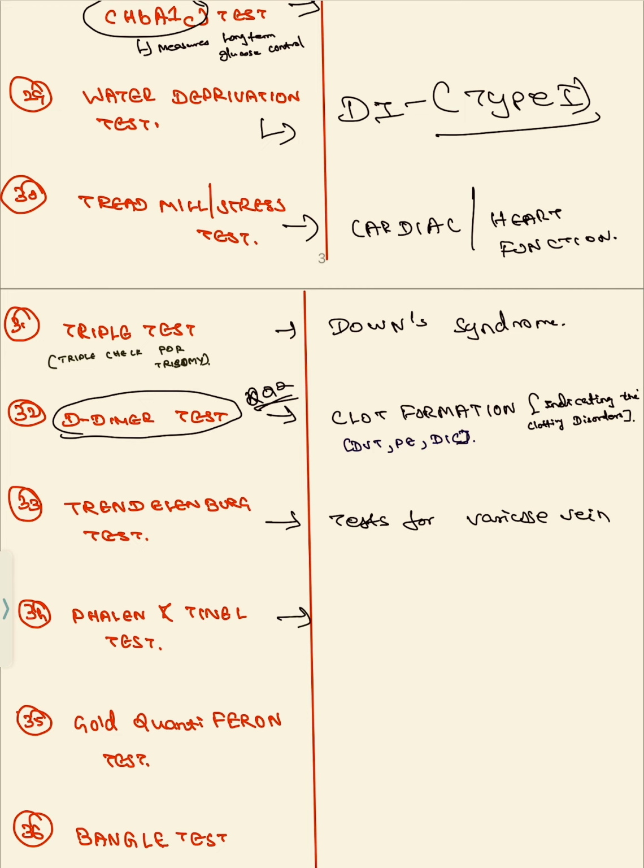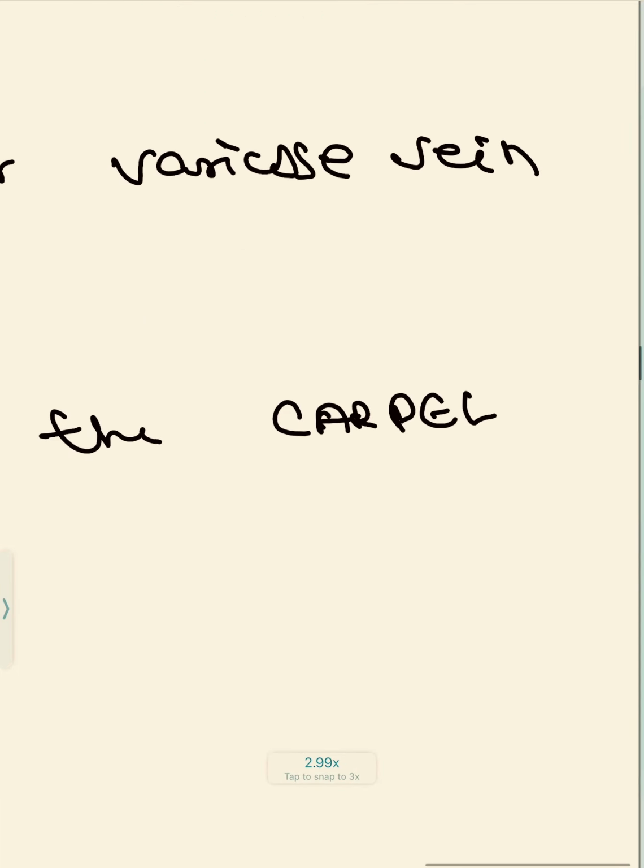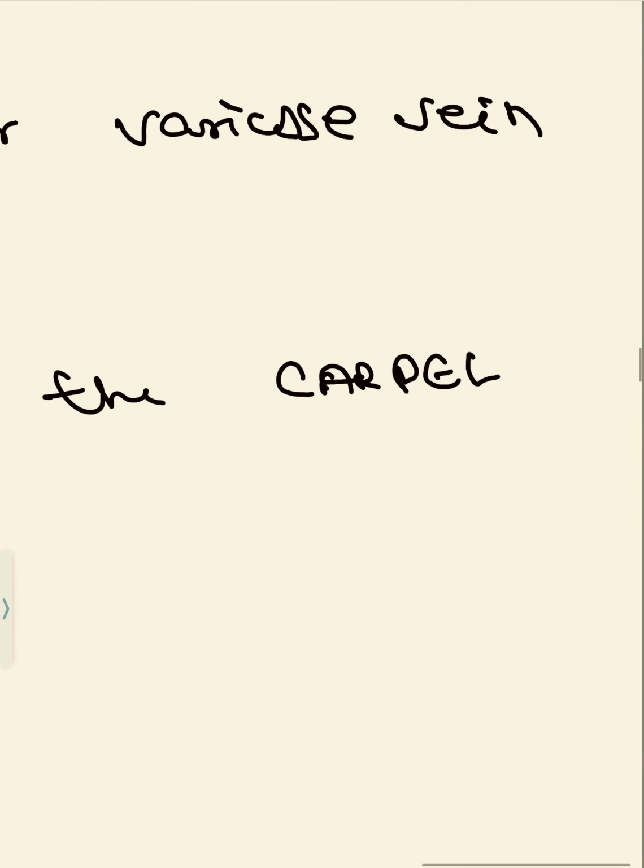Once again, the D-dimer test is for clot formation. Phalen and Tinel test. It helps to detect carpal tunnel syndrome.